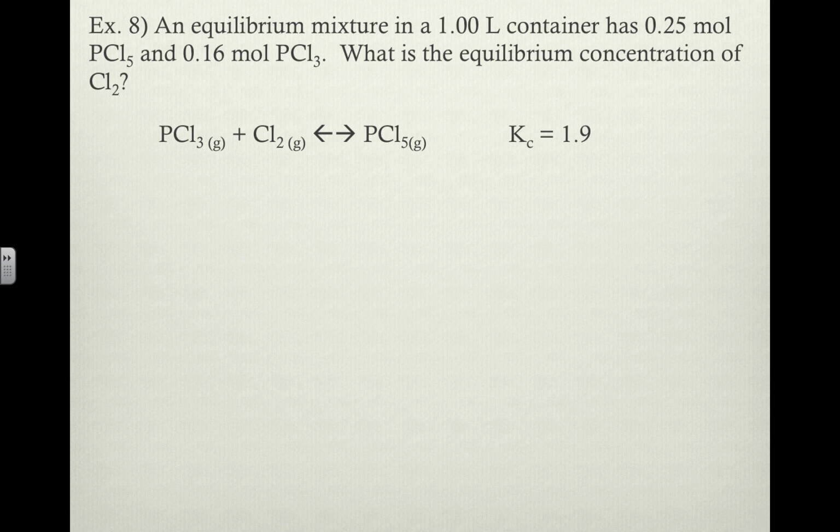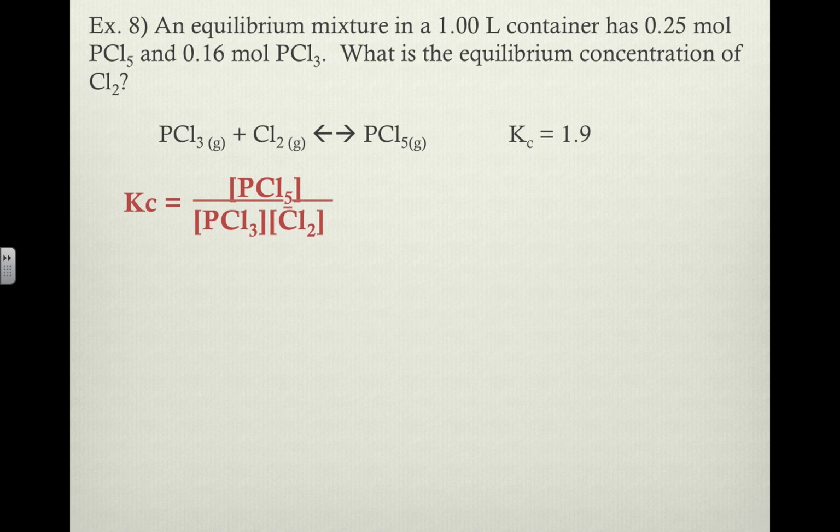Here's another one. We're doing some algebra, honestly. An equilibrium mixture in a 1-liter container has 0.25 moles of PCl5 and 0.16 moles PCl3. What is the equilibrium concentration of chlorine? Okay, so we're already at equilibrium, and yay, we're in a 1-liter container. So 0.25 moles divided by 1 liter is 0.25 molar and 0.16 molar.